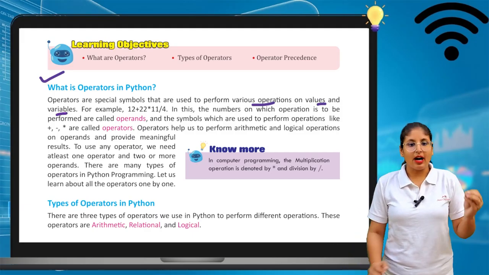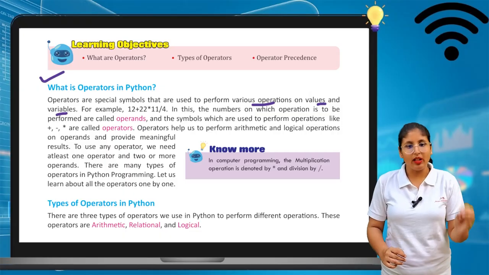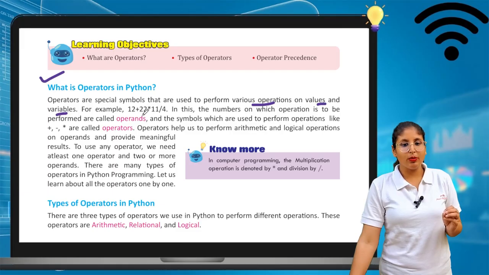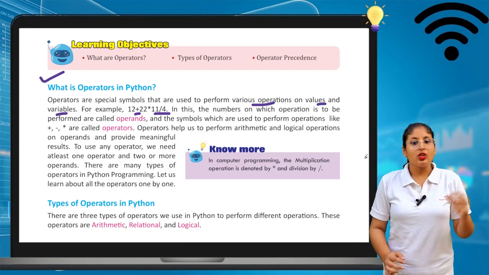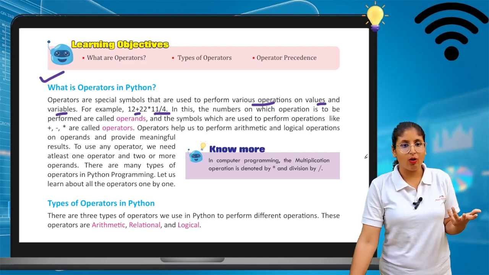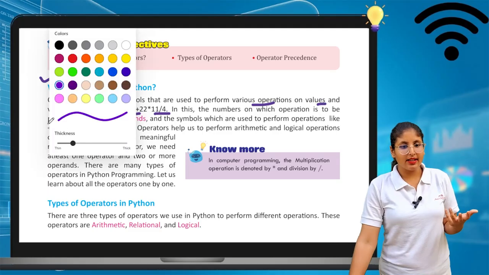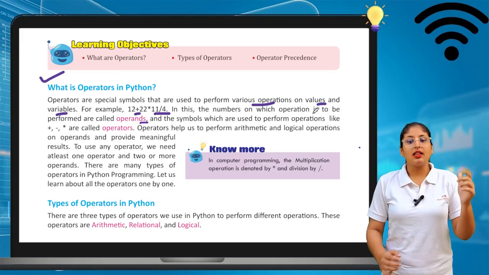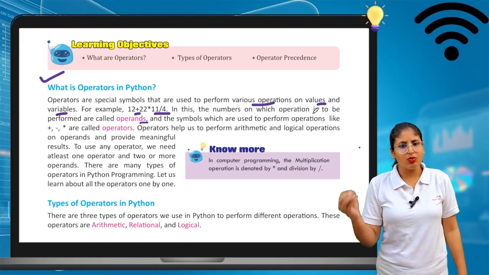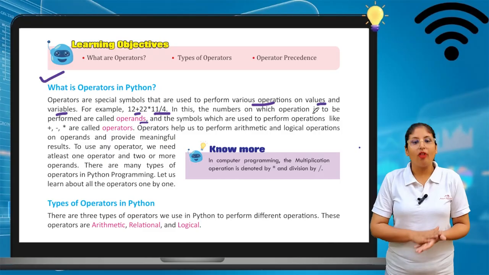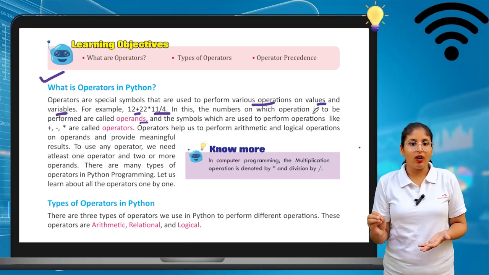For example, 12 plus 24 multiply 11 divide by 4. Can you see these symbols? These are values and variables. In this, the numbers on which the operation is to be performed are known as operands. These are the numbers 12, 24, 11, 4. The operations are performed on these numbers, so they are called operands.